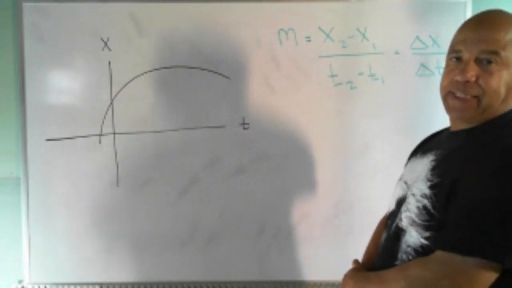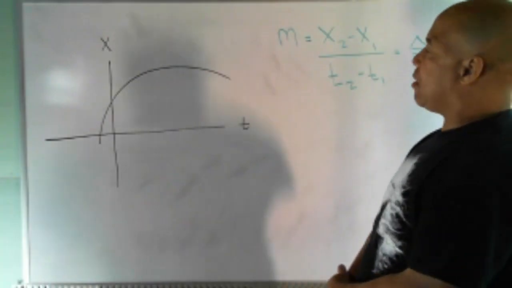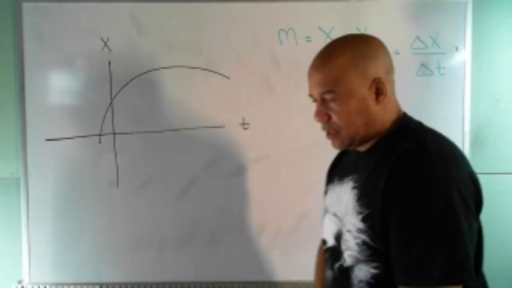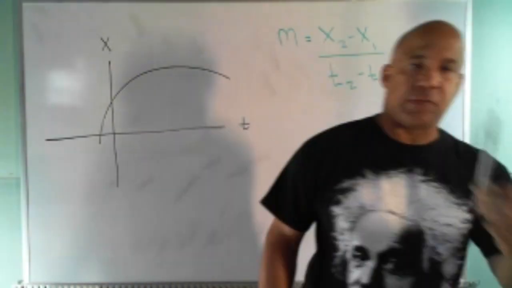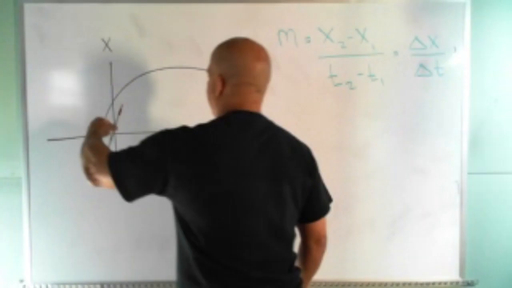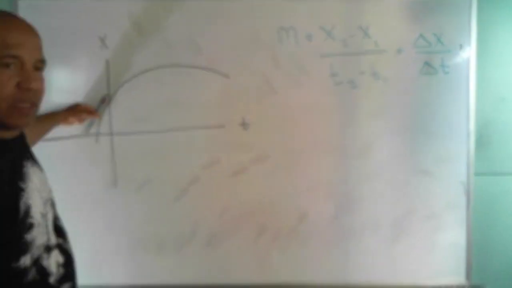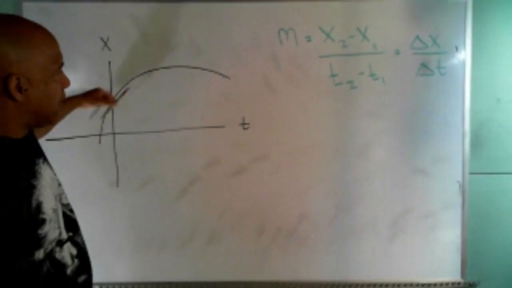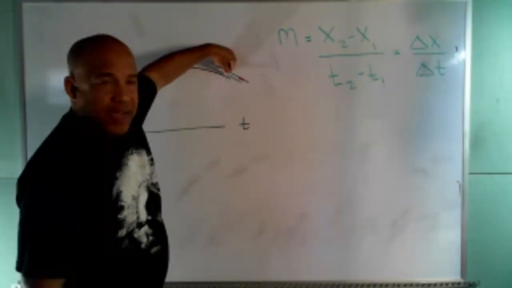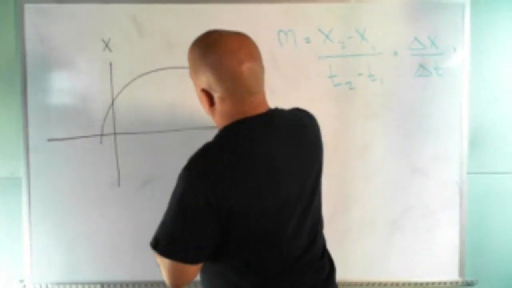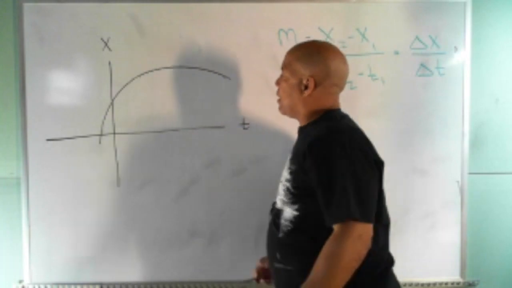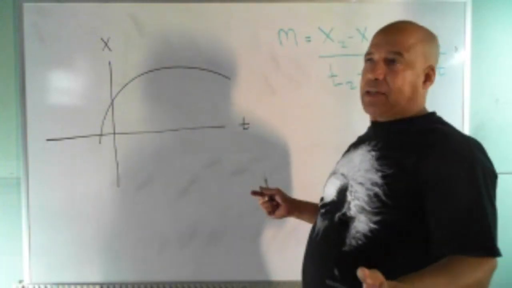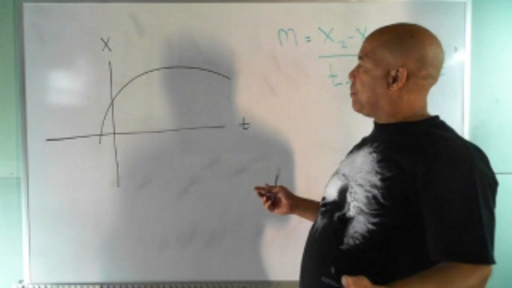Well, we got a problem already that I see on this curve. If I'm right here, that slope looks like it's positive. If I'm right over here on the edge of this, it's negative. If I'm right here on the flat part of that, it's 0. So right off the bat, I got a problem that I don't know how to solve yet, because the problem is I got different slopes.